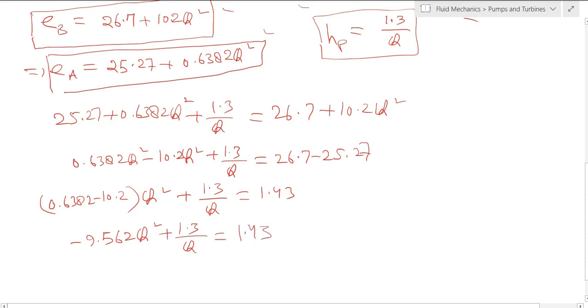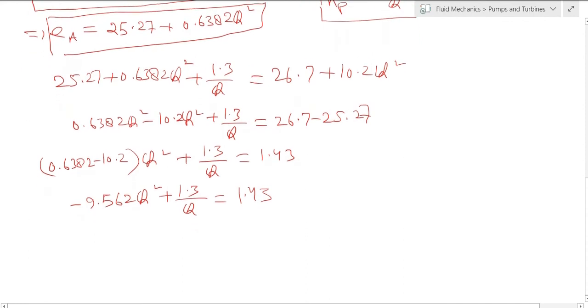Okay, now is it a quadratic equation or a cubic equation? Now see, when you bring this Q to this side, it is going to be Q multiplied by Q square, which is Q cubed, right? So this is a cubic equation, and when we solve this cubic equation, the positive real number will be the value of Q. Okay, let me use a calculator. I solve the Q. We find Q is equal to 0.418 meter cube per second.